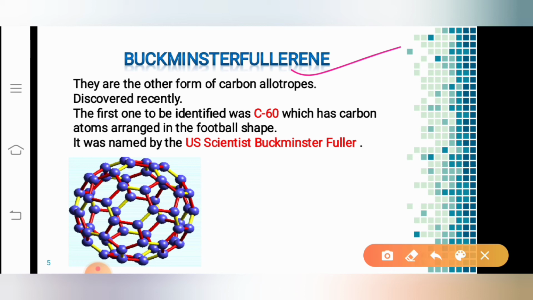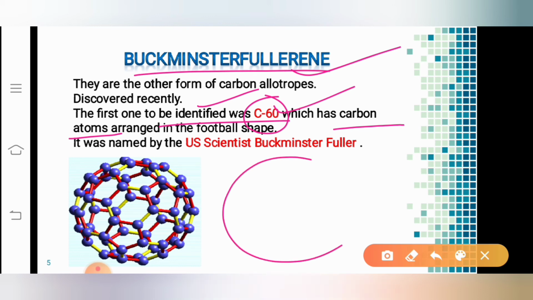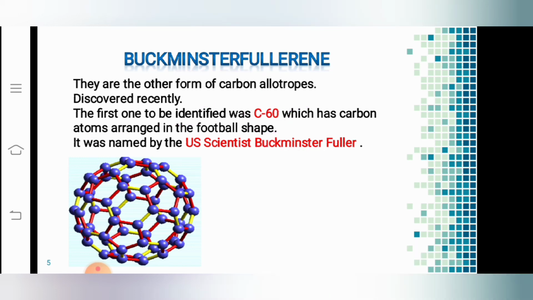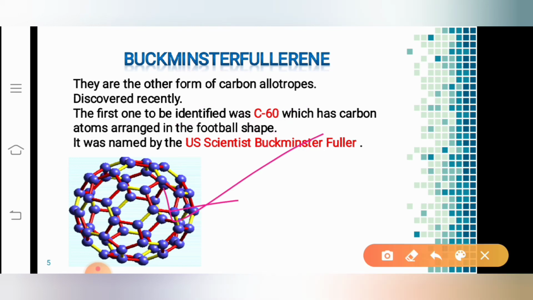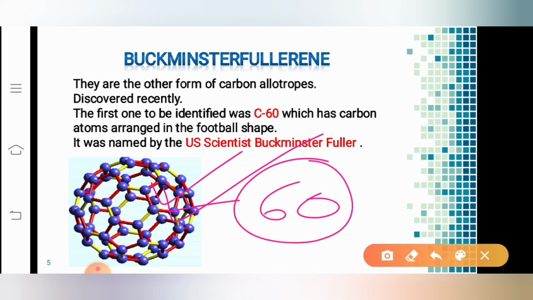Here the Buckminsterfullerene was recently discovered, actually not even 50 years ago. It is just recently discovered. Okay, and the first Buckminsterfullerene was identified to be C60. What is C60? That means 60 carbon atoms are arranged together. The first one was C60, which has carbon atoms arranged like a football. You can see it here, right? So the 60 carbon atoms are arranged in the shape of a football.